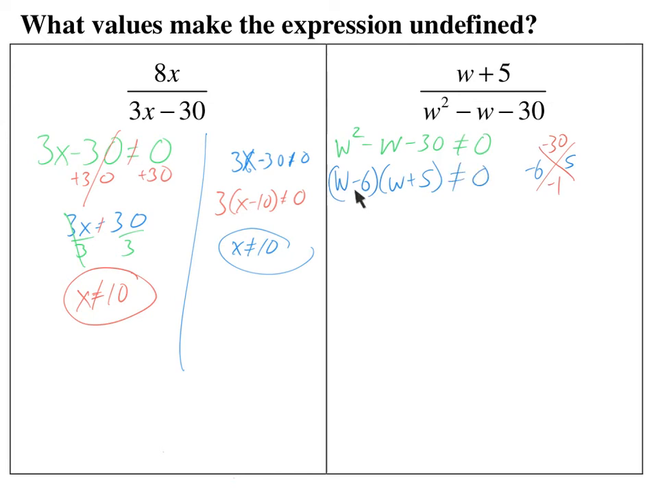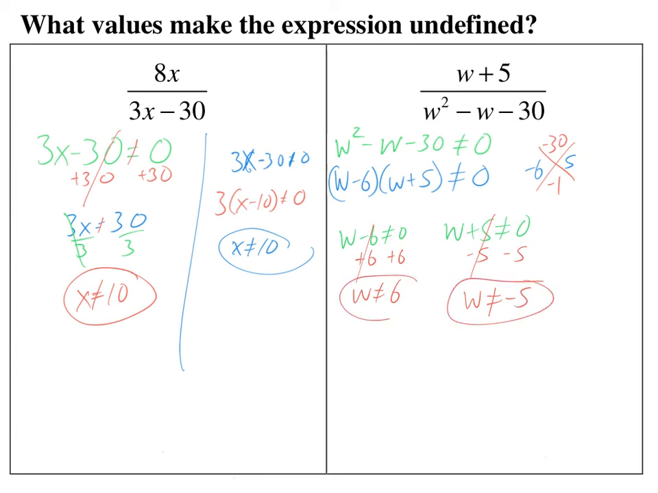Now some of you remember that the opposites are what make it 0. Some of you can tell your answers are 6 and negative 5. You're done. That's your restrictions. But some can't. So what I do is I say, okay, w minus 6 cannot equal 0, nor can w plus 5 equal 0, and we solve these individually. Some of you don't have to do this last step because you know just by looking. But if you can't just see it, you add the 6 over. W cannot equal 6. You subtract the 5 over. W cannot equal negative 5. So my restrictions for this are 6 and negative 5.